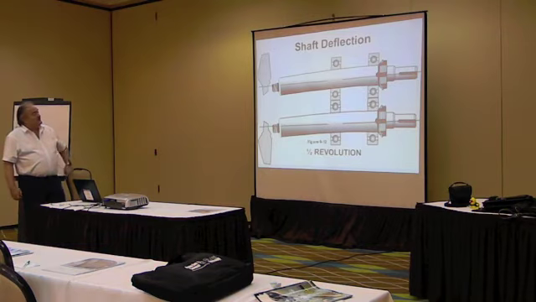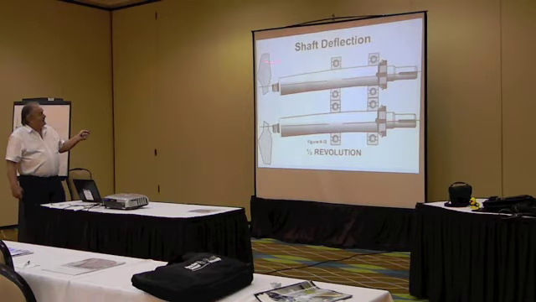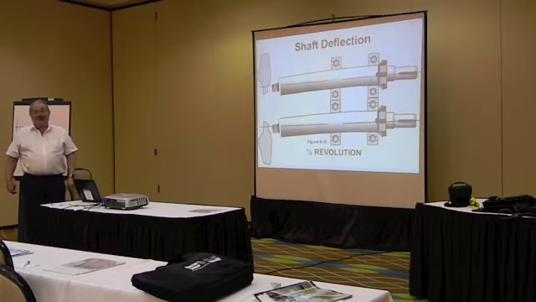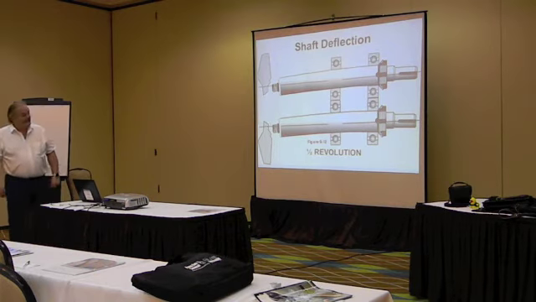Now, this would be shaft deflection. Notice how the upper shaft here is bent downward, and here's the orientation of, say, this impeller blade. With 1/2 revolution, it's still bent downward, even as the blade has made a 1/2 revolution. That is shaft deflection.